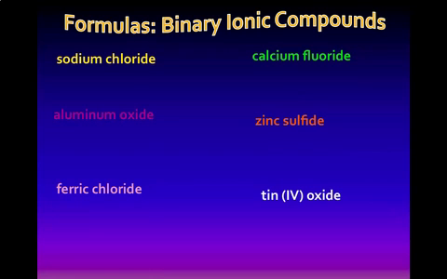So we're going to do some practice here. First we have sodium chloride. So sodium is a +1, chlorine is a -1, so that one's easy. We just stick them together because they're already equal to 0, NaCl. You always put the +1 first.